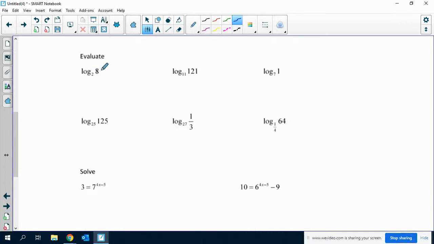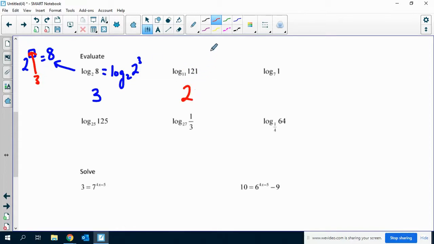Evaluate. So log base 2 of 8, well, I can actually figure this stuff out because 8 I can rewrite as 2 to the 3rd. So log base 2 of 2 to the 3rd, well, that's 3. That has to be 3 because log base 2 and 2 to the power undo each other. And so this ends up being 3. Likewise, if I was thinking about it in exponential form, it would be 2 to the something power equals 8. And I know that something has to be 3.